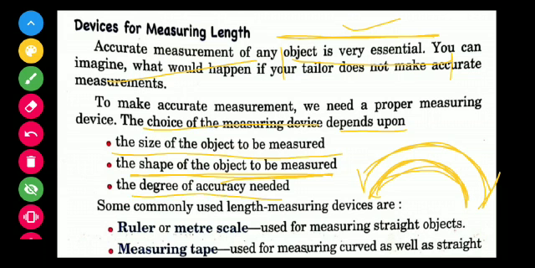Third is the degree of accuracy needed. In tailoring, more accuracy is a must, while in some other devices more accuracy is needed and in some, if there is an error, that is not a problem. Therefore, the degree of accuracy is also needed. Some commonly used length measuring devices are the ruler or meter scale, used for measuring straight objects. If you want to measure curved as well as straight objects, then you use the measuring tape.